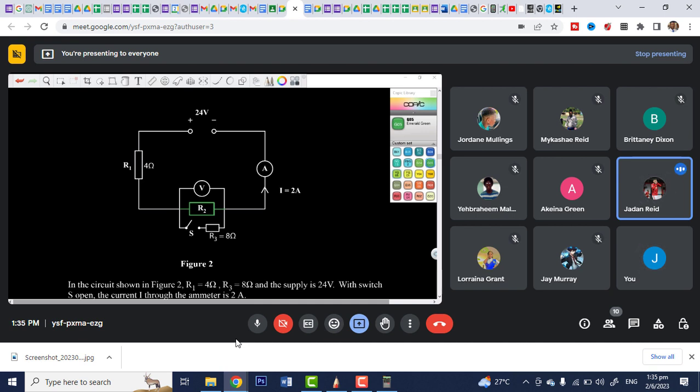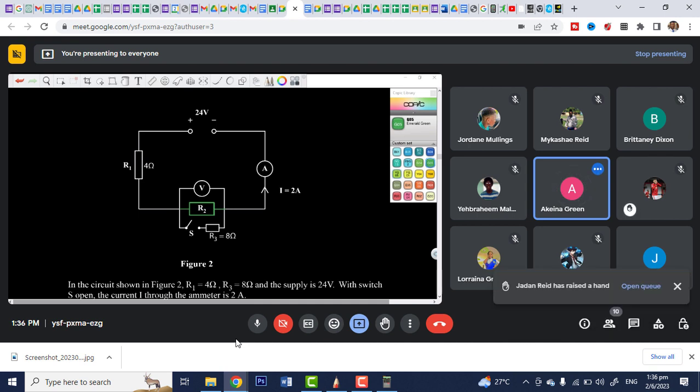Okay. Probably right. Alright, so let's talk about it now. Green, I see you raise your hand. Yes, so I was thinking that you could find how much current goes through R1 and then go to R3, if you can, and take away that R2 from it.